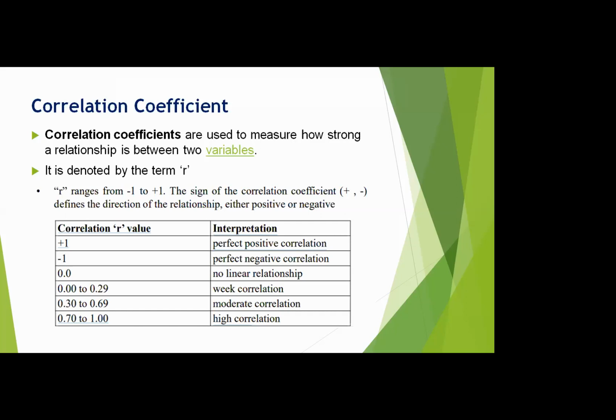Suppose the R value is -0.18, how do we interpret it? It shows a weak negative correlation. If it is 0.54, it shows a moderate positive correlation. If it is -0.865, then it shows a high negative correlation. So like that, we interpret the results of a correlation.